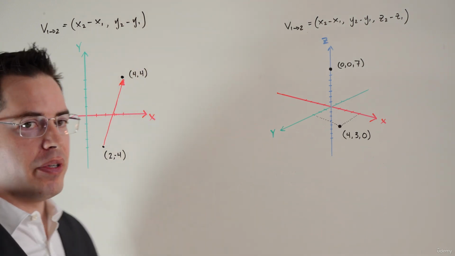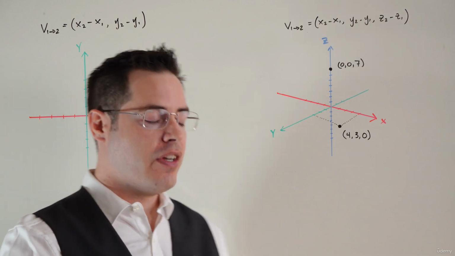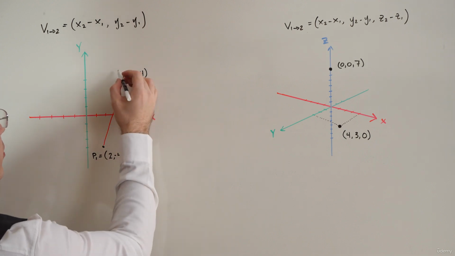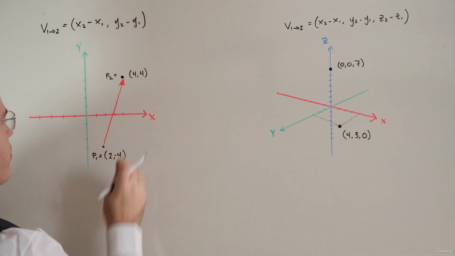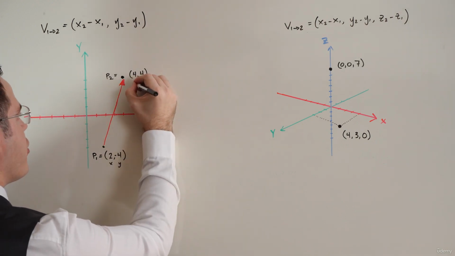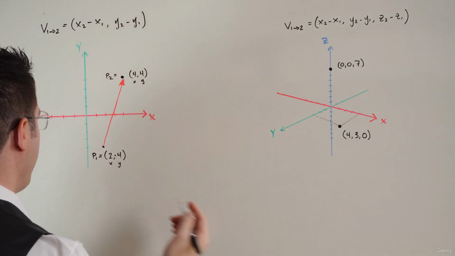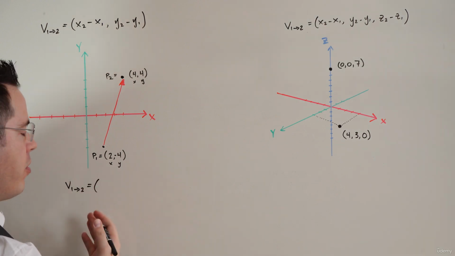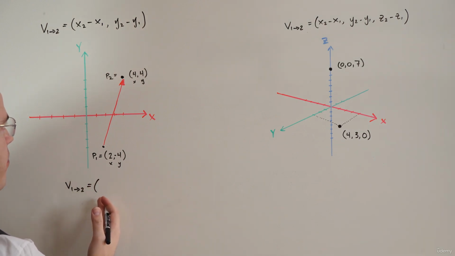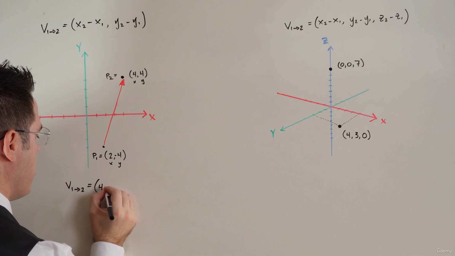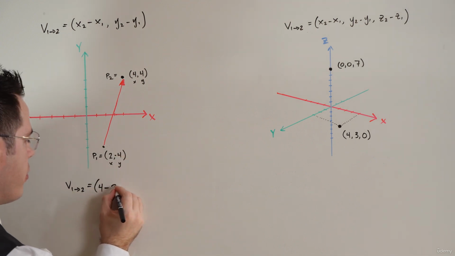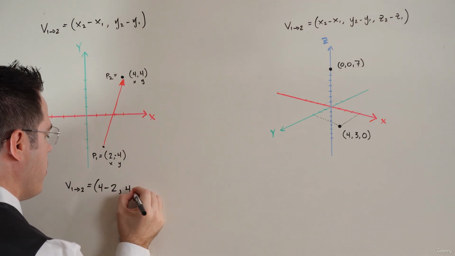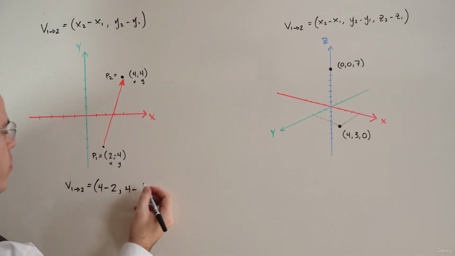Now, we have a formula for calculating the components of the vector. So let's calculate it. And this is point 1, and this is point 2. So we know the x and y of each of these points. So let's calculate the vector from point 1 to point 2. The x component of this vector is going to be x2, which is 4, minus x1, which is 2. And the y component is going to be y2, which is 4, minus y1, which is -4.